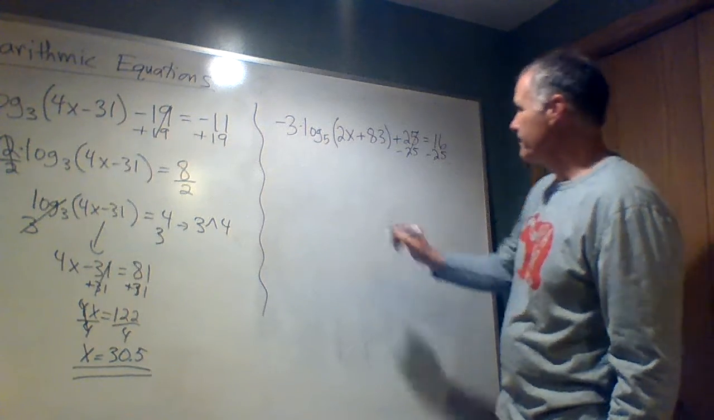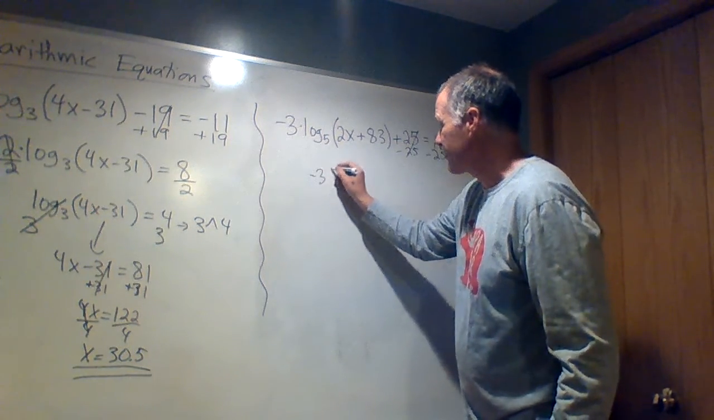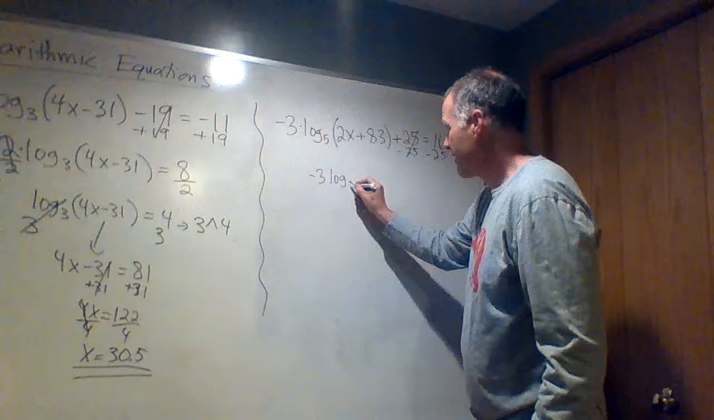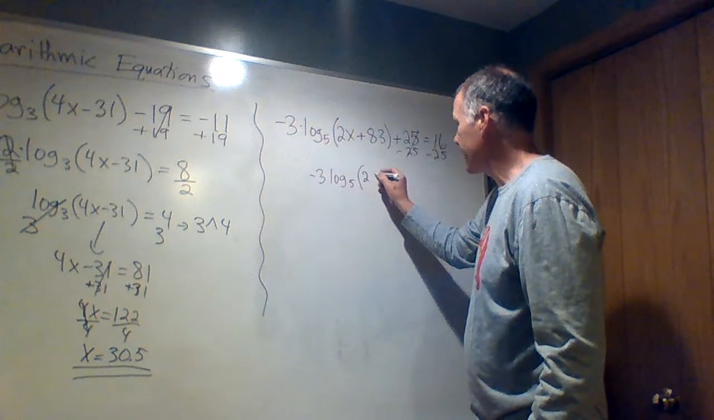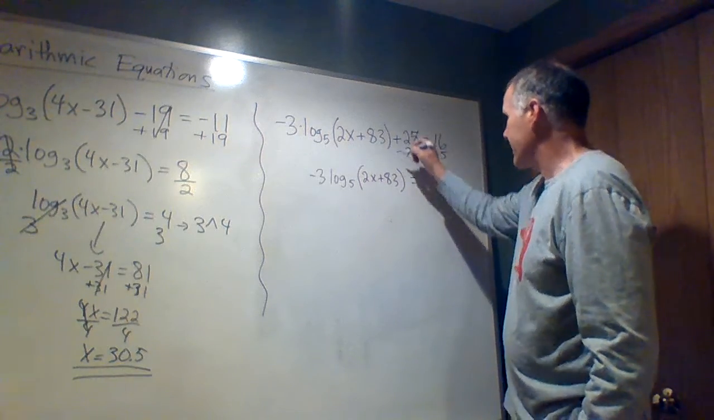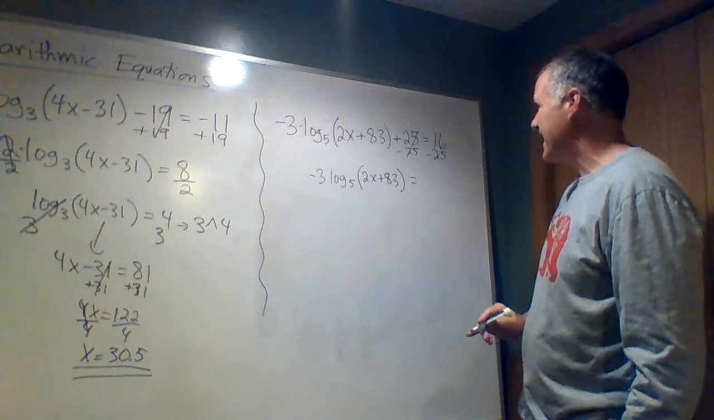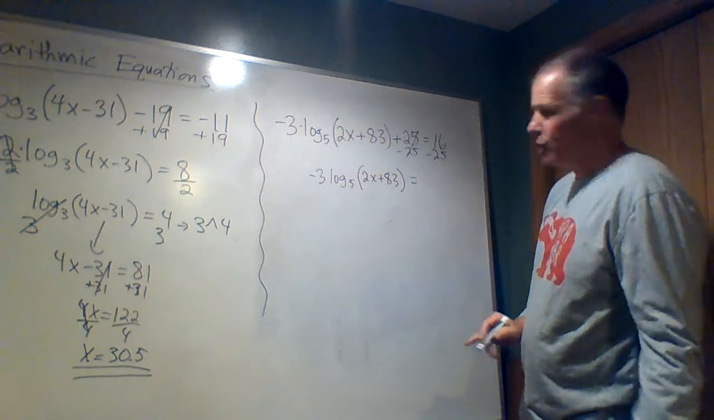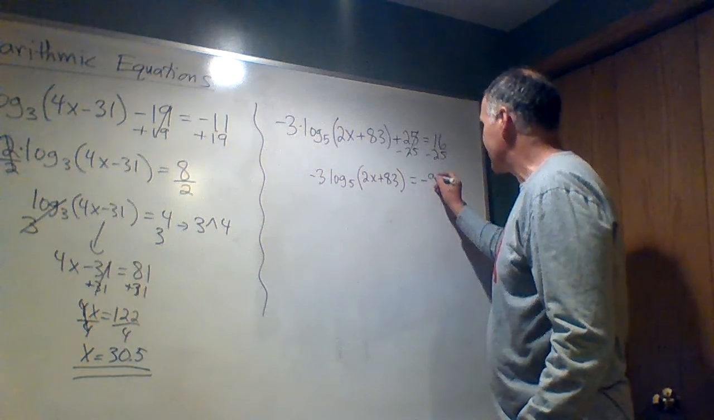That's our first step. So I still have negative 3 log 5 of the 2x plus 83 in parentheses. That's gone. 16 minus 25, use your calculator, you get a negative 9, right?